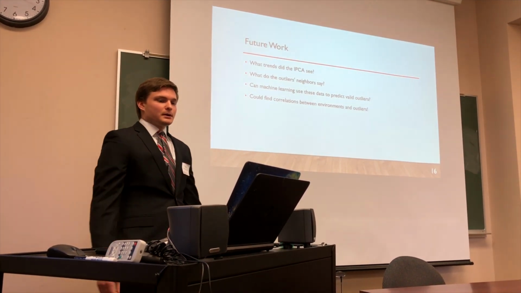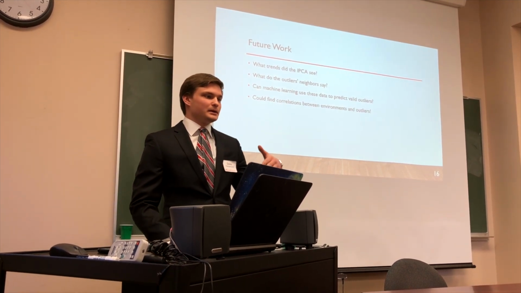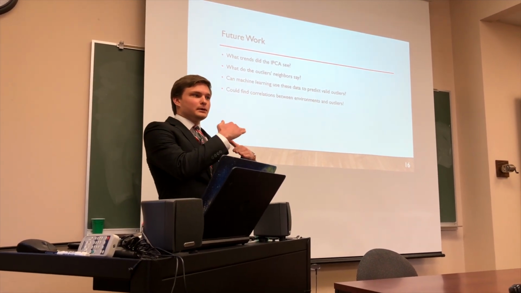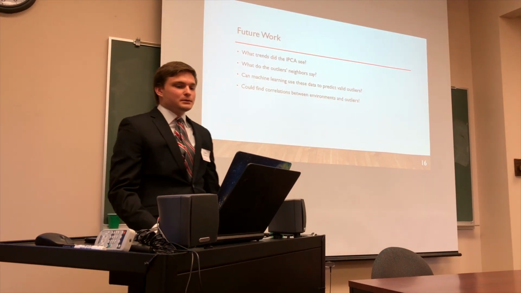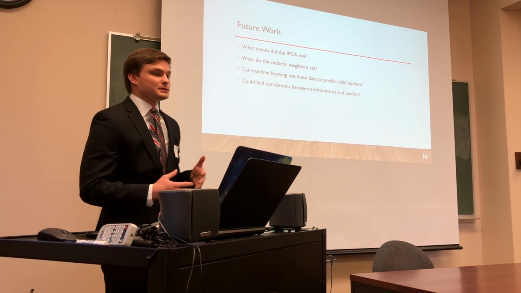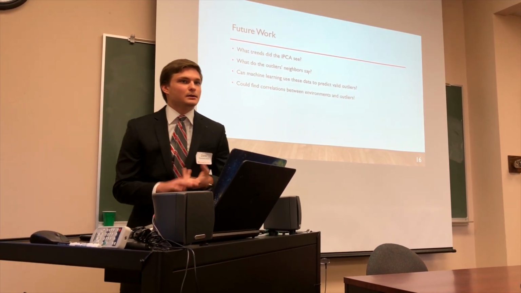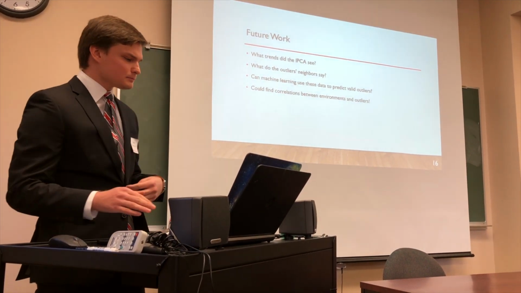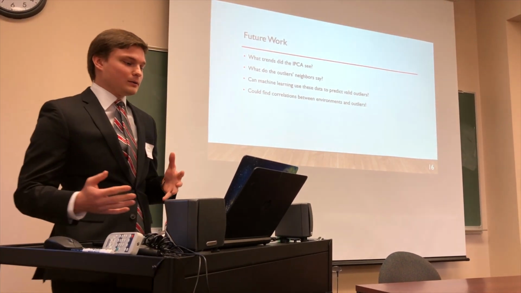And we also want to know what the outliers' neighbors say. So we got data from every amino acid within the protein, and we know what comes before it, what comes after it. That could potentially be something to look into. We also want to use machine learning to predict valid outliers versus invalid outliers, which 2 students, Jacob Alanese and Connor Smith, are currently doing. So I would advise you to check out their poster and see if we can find correlations between environment and outliers.